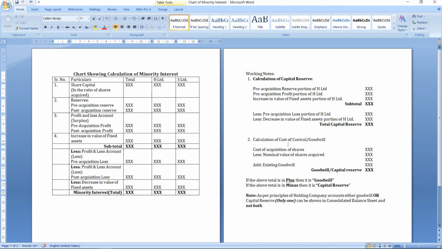The next step is to calculate cost of control or goodwill. How we are going to do that is: cost of acquisition of shares. This will be given in the problem. Cost of acquisition of shares will be given to you in the problem.